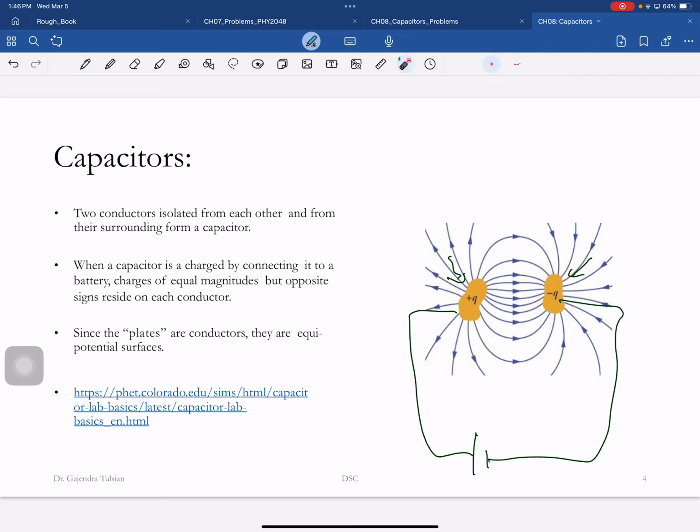Now what this says is the plates or the metal objects are conductors. They are equipotential surfaces. And if the battery is a 10-volt battery, the potential difference between these two is 10 volts. So everywhere on this, let's say the potential is minus 5 volts. Everywhere on this, it'll be plus 5 volts.